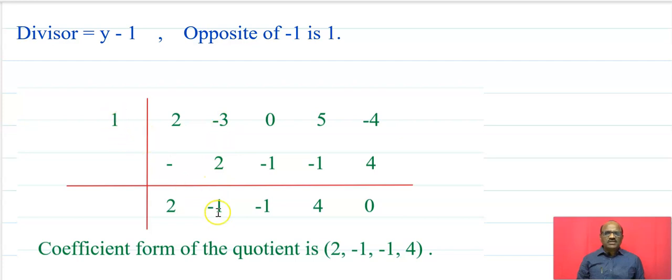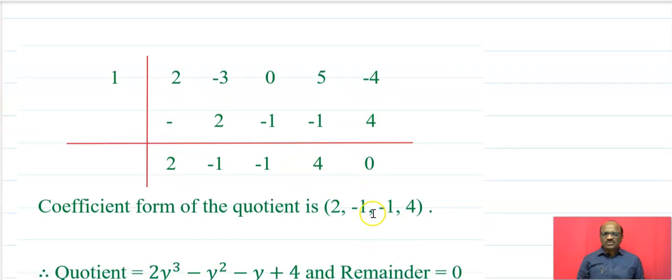1 into minus 1, here is a minus 1. 0 minus 1 is a minus 1. 1 into minus 1, here is a minus 1. 5 minus 1, that is equal to 4. 4 into 4, this is the 4. Minus 4 plus 4 and the remainder is 0.